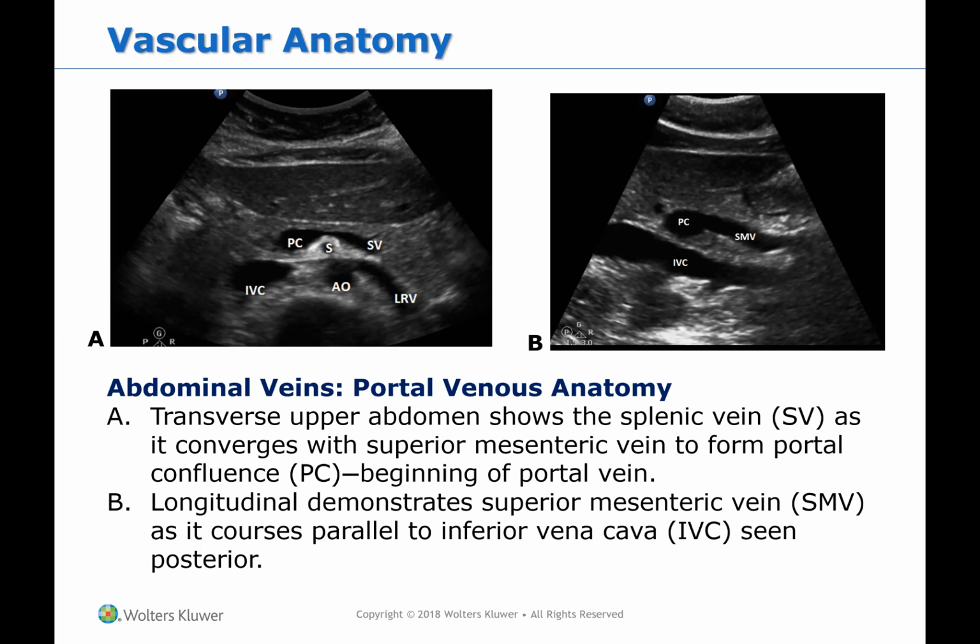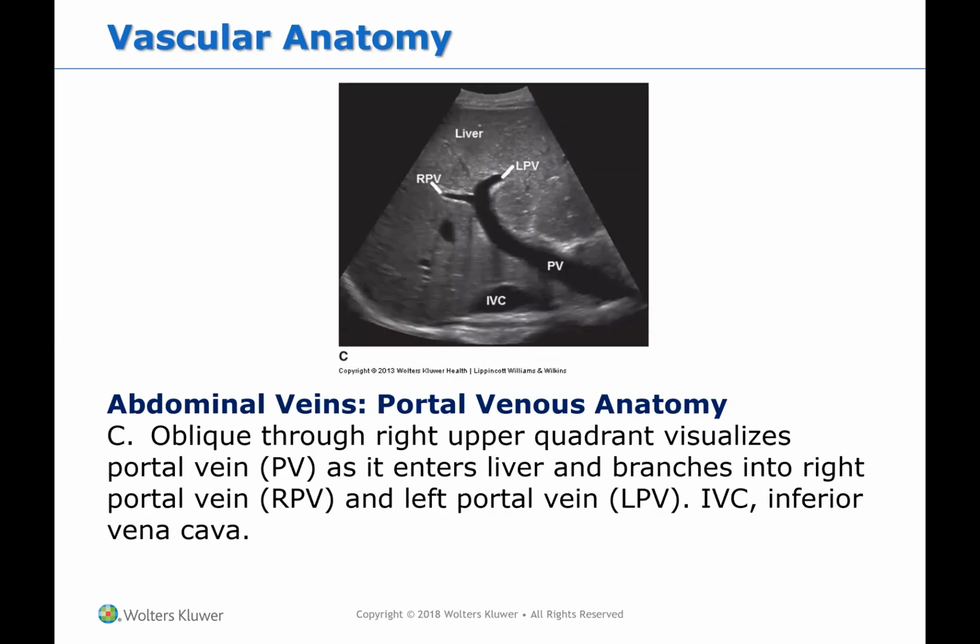In the other image, you can see the IVC there, and the SMV is parallel to that. It's another way of looking at the portal confluence. So all these veins form the portal confluence. The portal vein system is huge.